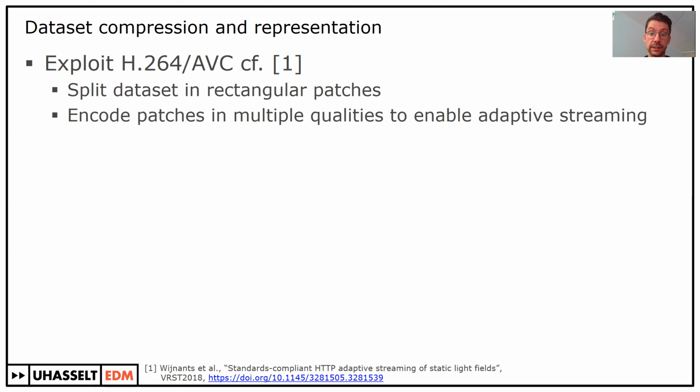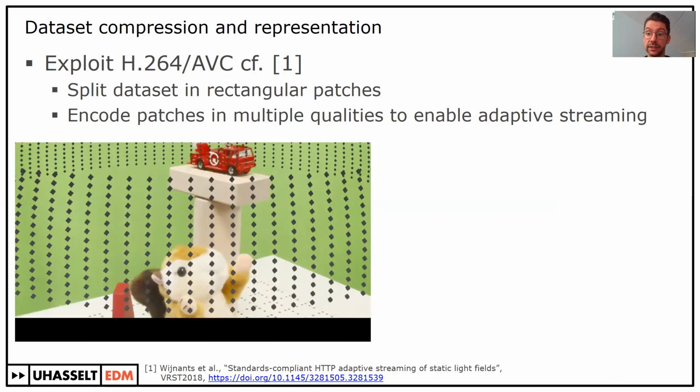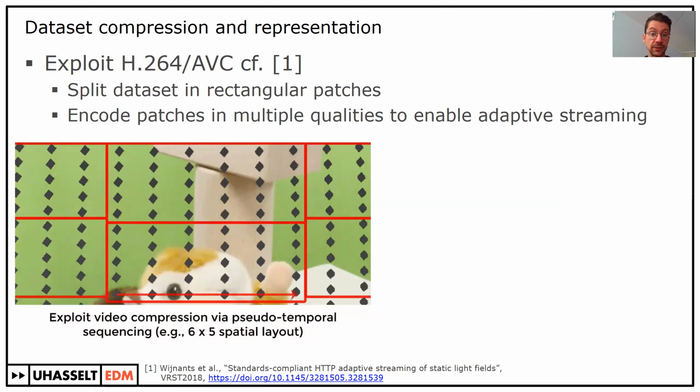Therefore, we exploit the widely adopted non-multiview H.264 AVC video codec for static light field compression purposes. This approach has the advantage that it can exploit software and hardware that is commonly available in consumer devices, for example, in the form of dedicated video decoding chipsets on GPUs. In our approach, the composing source view images of a light field dataset are spatially subdivided into rectangular patches and then video encoded in multiple qualities, as you can see in this video here, where each gray dot represents a source view.